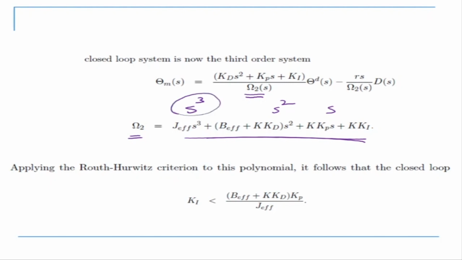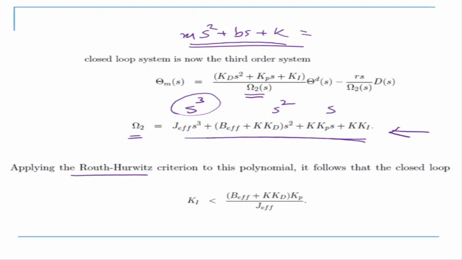But because it is third order, we cannot simply say, in this case we could say in Ms squared plus Bs plus K, we could say that this is always stable. In this case we don't know about the roots. So how do we find whether it's stable or not stable? We have to look at the Routh-Hurwitz criteria. I discussed Routh criteria in the last class. Please look at the Routh criteria.